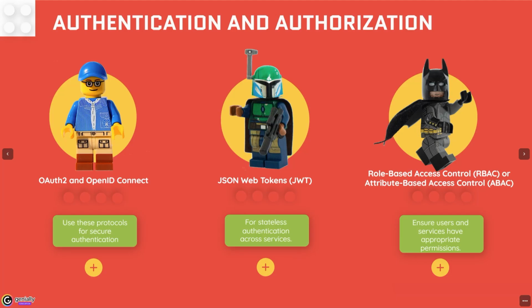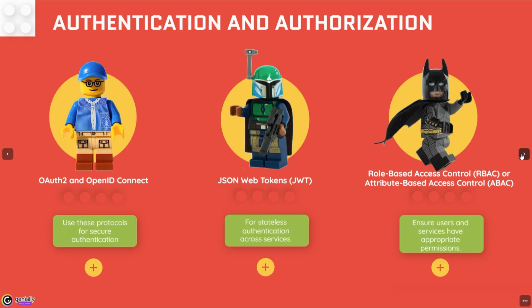The other one is role-based access control or attribute-based access control. So, role-based access control is an approach to restricting system access to authorized users based on their roles within an organization. It simplifies management by grouping permissions into roles and then assigning users to those roles.